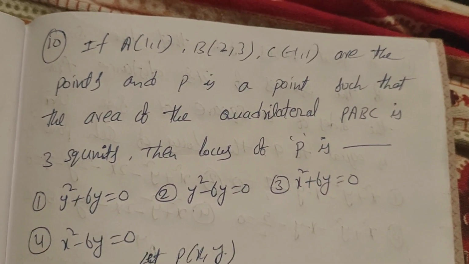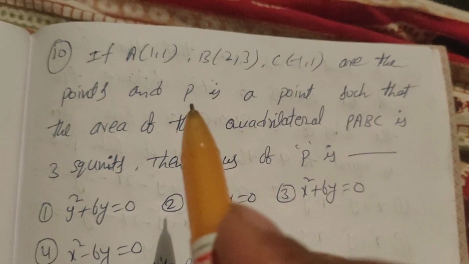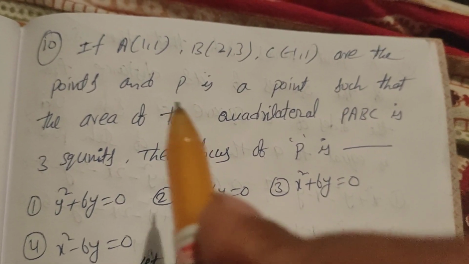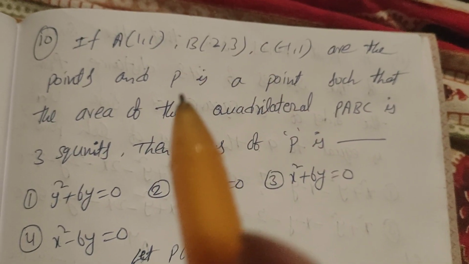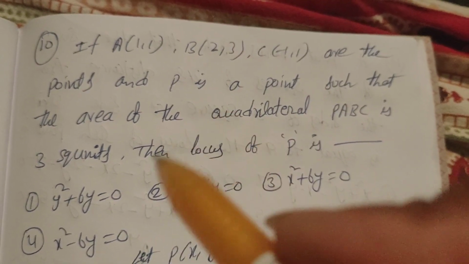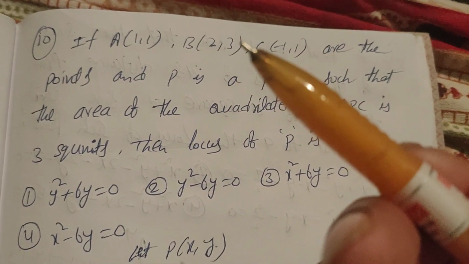Here they gave one condition based on P. That means with P, they gave one condition. So directly if you apply that condition, you get a relation between the coordinates of P. That is nothing but the locus of P.